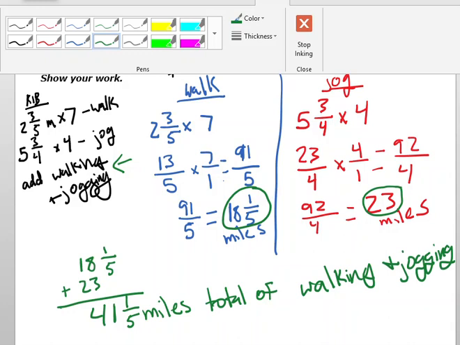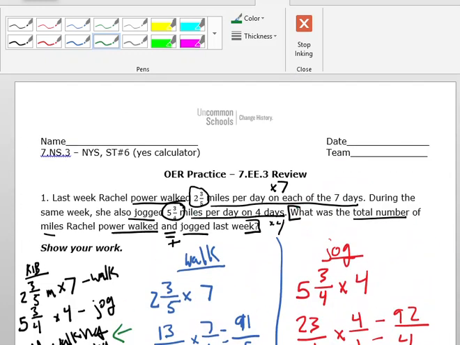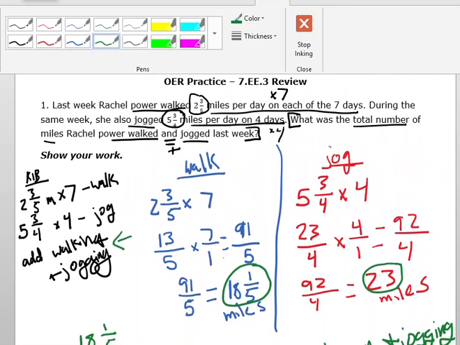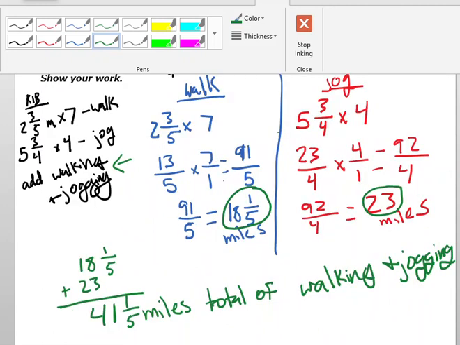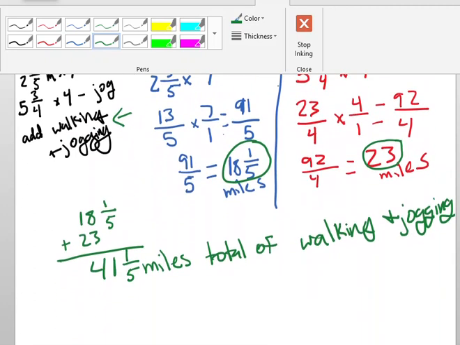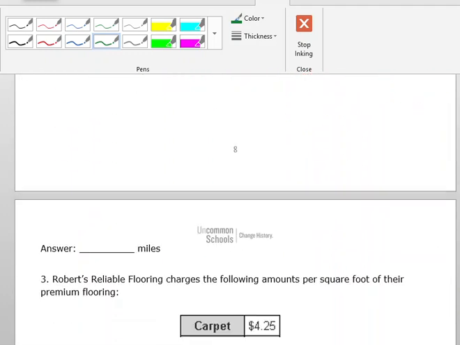And now I'm going to run through. One thing that you guys see me do a lot is that I copy numbers down wrong. So I just want to make sure I didn't make any copying error. I have 2 3/5 times 7. And then I have my 5 3/4. Did I copy that down correctly? 5 3/4, yes, times 4. Okay, so I feel good about this answer. I can move on.